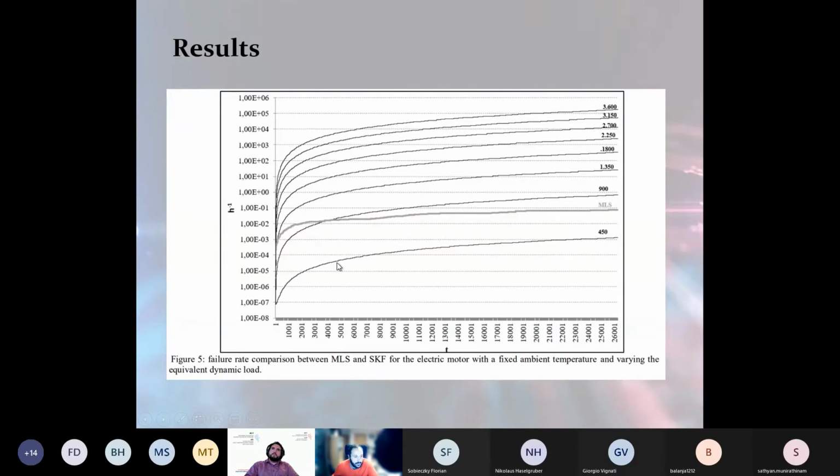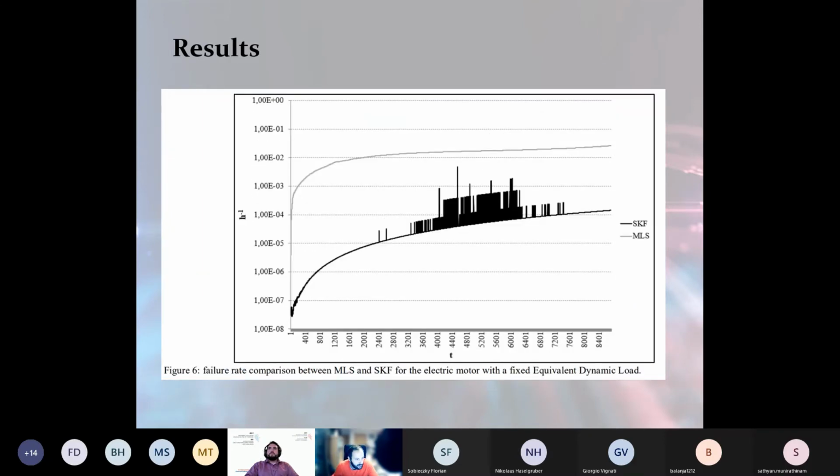So this can provide to you also a failure rate that changes with respect to this important parameter, whereas the military standard doesn't have this possibility. Okay, so this is the first result that we want to propose. The other one is the comparison of the same failure rate, keeping the equivalent dynamic load fixed, but according to a variation of, I think this one is the variation of temperature.